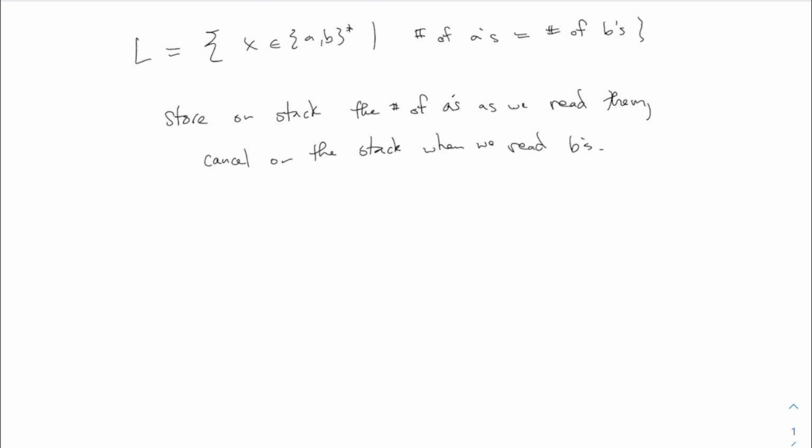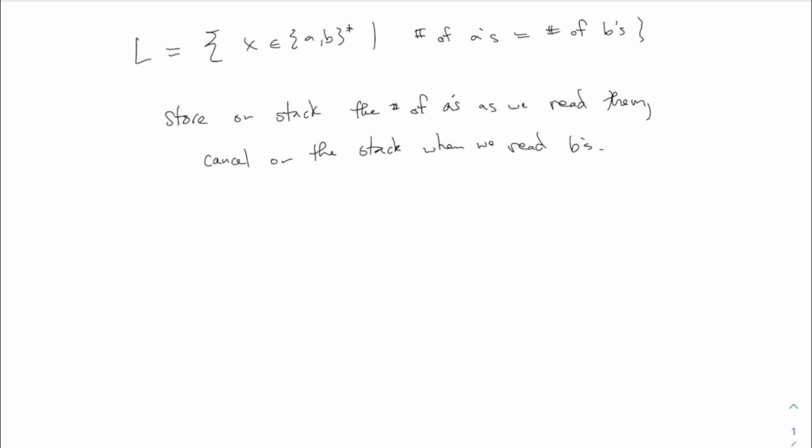Yeah, right. The problem is you might see more b's before you saw the a's, and then you won't be able to cancel, because there won't be something on the stack to cancel. So the basic strategy I outlined works when you see most of the a's first, and then you can cancel them off with b's later. But if you ever see b's before a's, then that's going to be a problem. So unfortunately, we have to make this slightly more complicated.